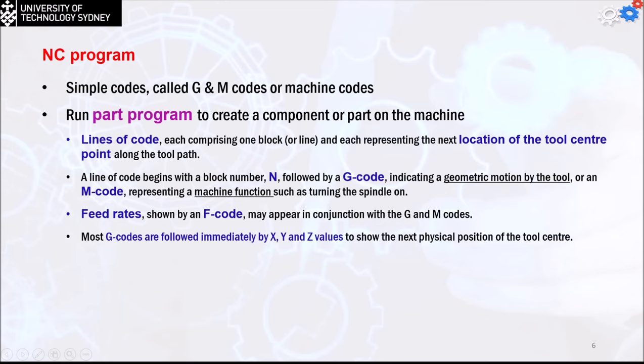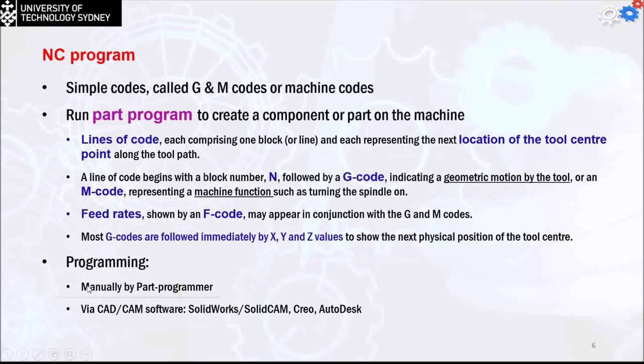We have to define the feed rate, which is shown by using the F code. You remember what the feed rate is: the linear motion of the table in the milling machine, for example, or the linear motion of the cutting tool in the case of the turning process. Most of the G codes are followed immediately by the X, Y, and Z values for the location of the tip of the cutting tool to show the next physical position of the tool center.